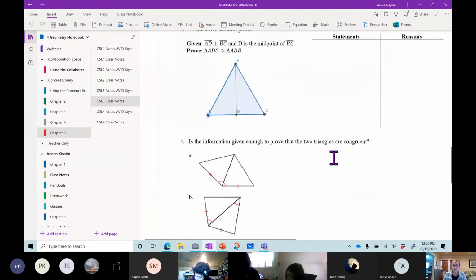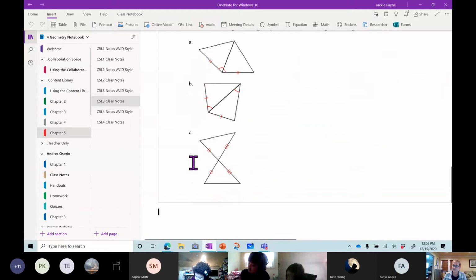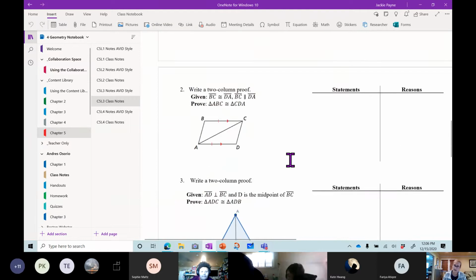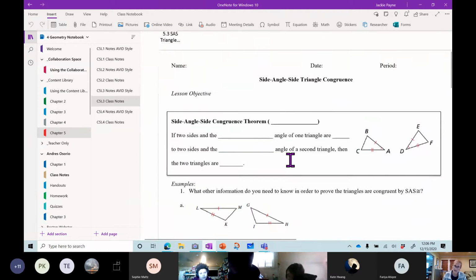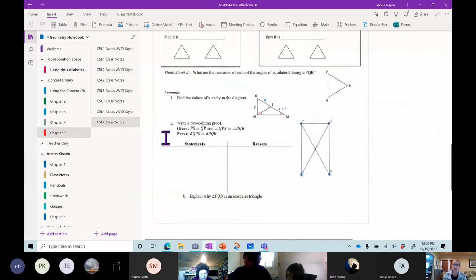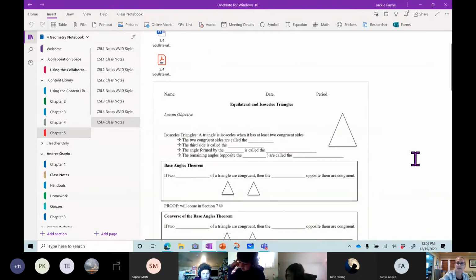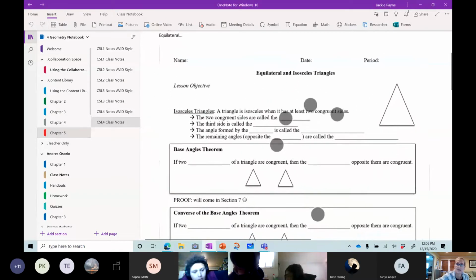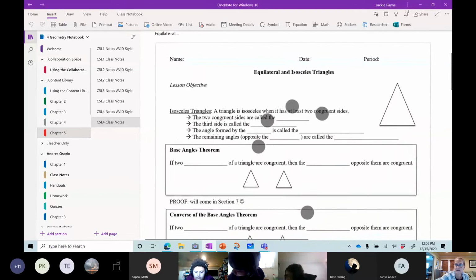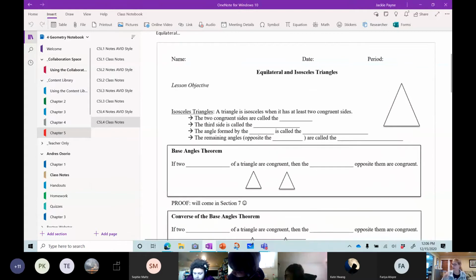We did some theorems, we did some inspection where we were looking, well, hey, can we prove that these are congruent by side angle side? And so that was section 3. And then last, section 4, was where we were looking at isosceles and equilateral triangles, because they have this special theorem called the base angles theorem.